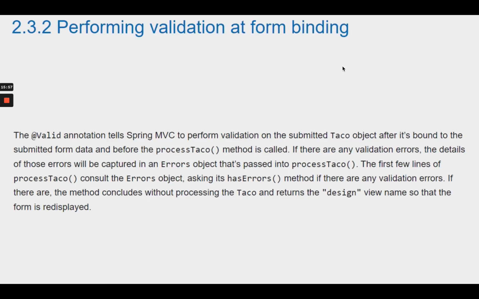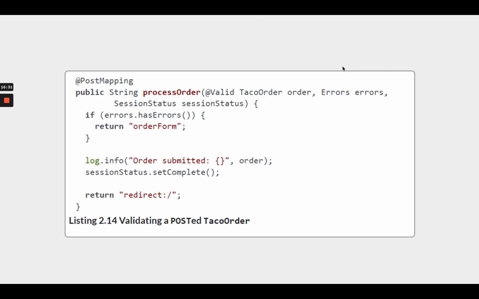The @Valid annotation tells Spring MVC to perform validation on the submitted Taco object after it's bound to the submitted form data and before the processTaco method is called. If there are any validation errors, the details of those errors will be captured in an Errors object that's passed into processTaco. The first few lines of processTaco consult the Errors object, asking its hasErrors method if there are any validation errors. If there are, the method concludes without processing the Taco and returns the design view name so that the form is redisplayed.